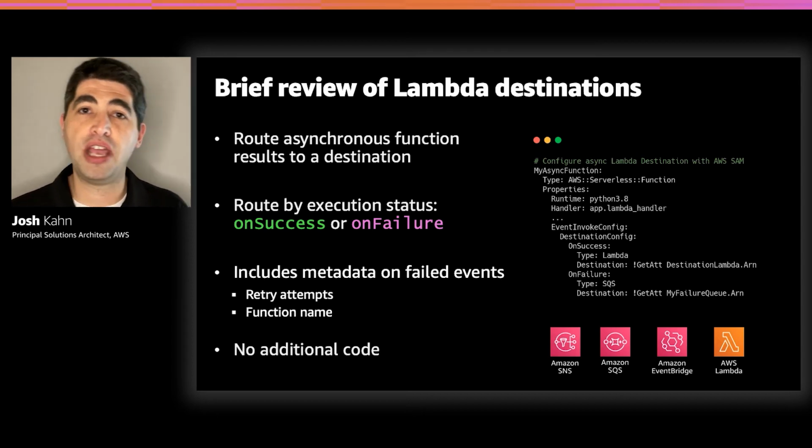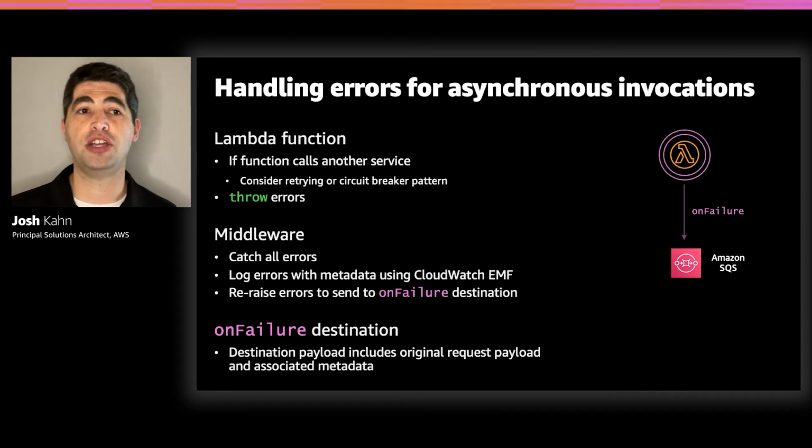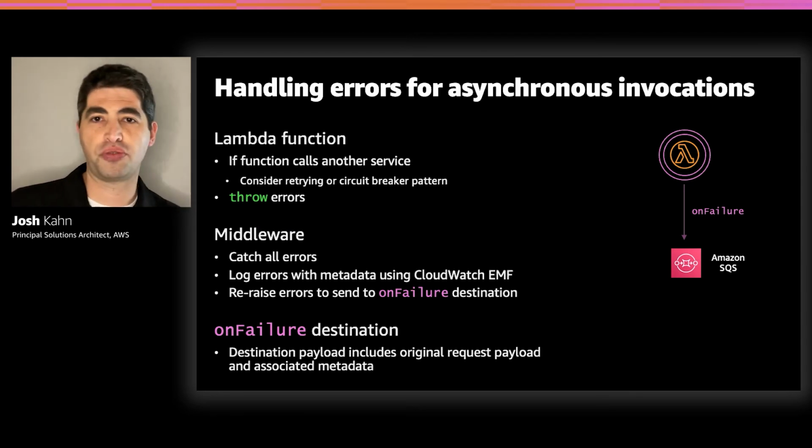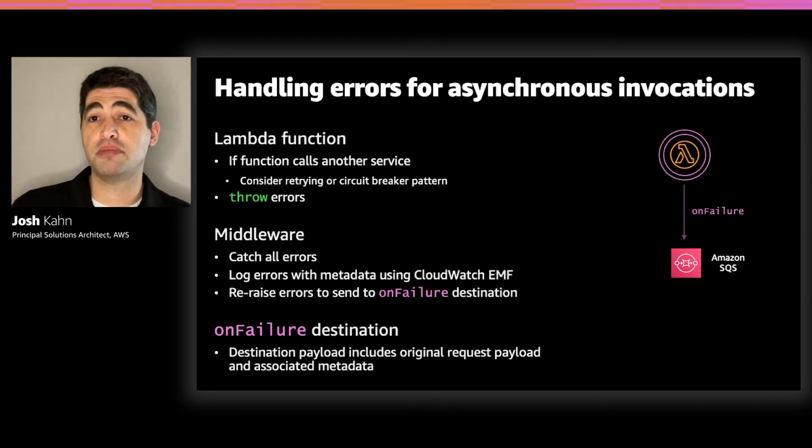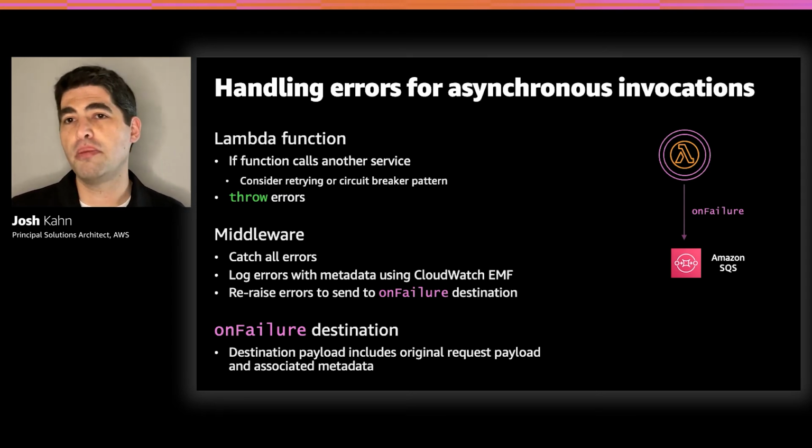All right, so how do we handle errors in the asynchronous invocation? In your function itself, generally, just throw the error. Let the middleware handle it. If your function does call some downstream service, you might want to consider implementing a retry logic or some sort of circuit breaker pattern. But in most cases, throwing the error is just fine.